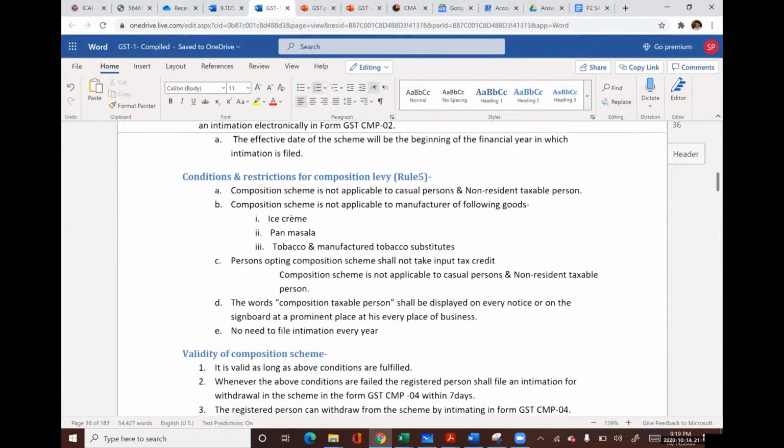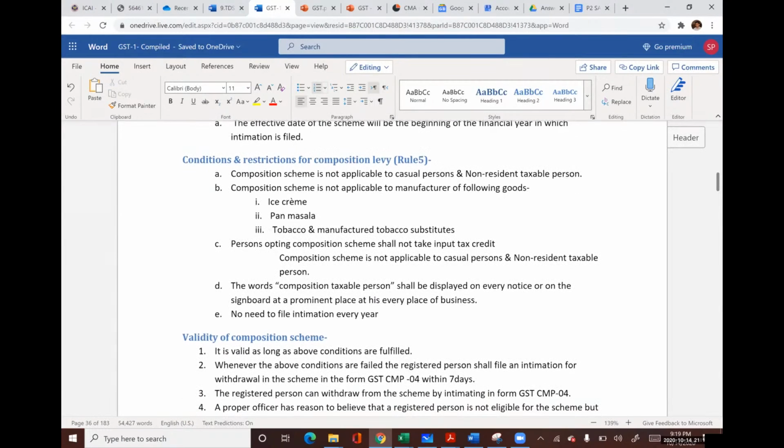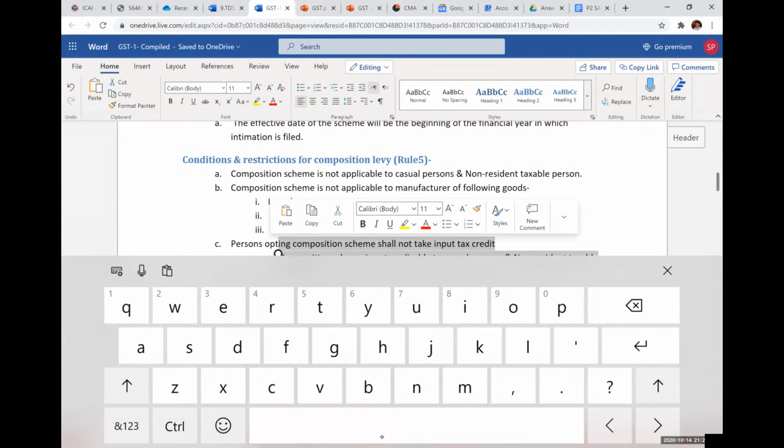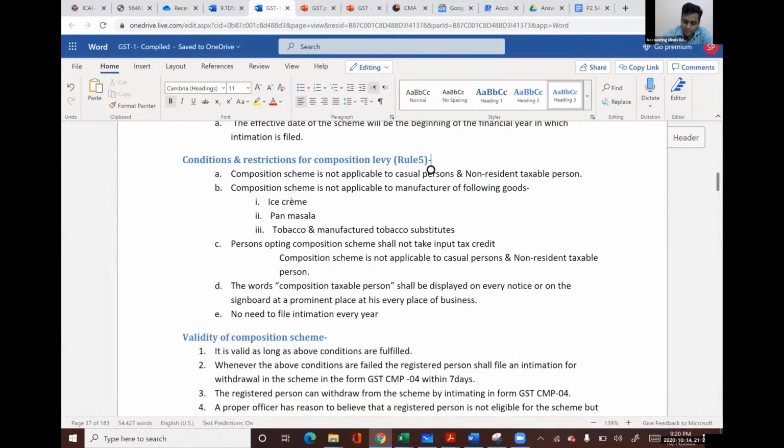Next. Conditions and restrictions for composition levy. Rule 5. Composition scheme is not applicable to casual persons and non-resident taxable persons. You already told that. Composition scheme is not applicable to manufacture of the following goods: ice cream, pan masala, tobacco, and manufactured tobacco substitutes. Persons opting for composition scheme shall not take input tax credit. This is also finished.